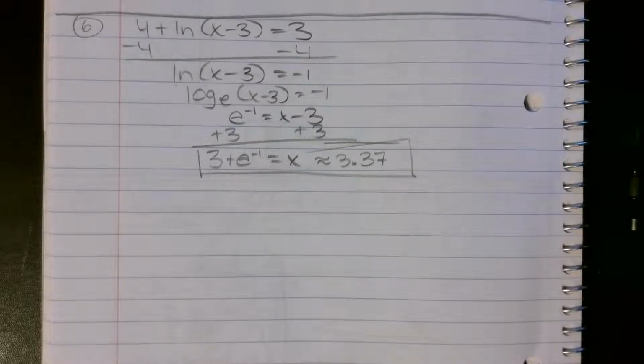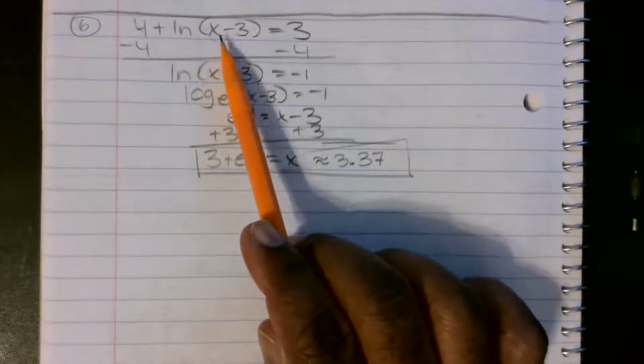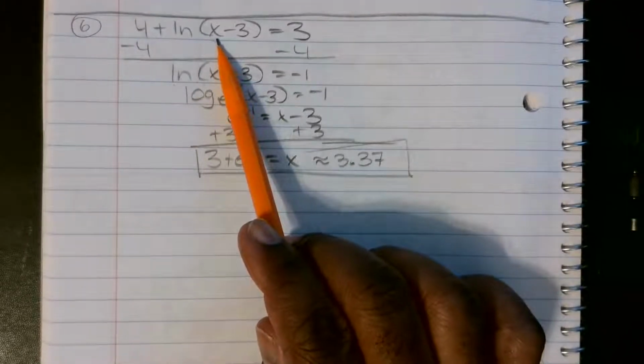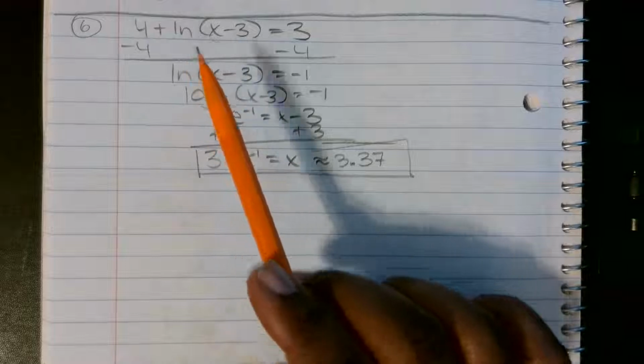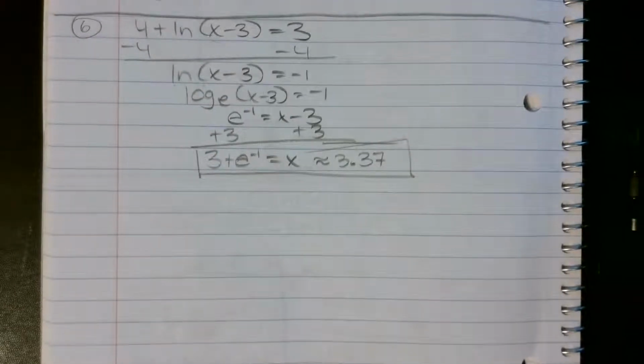All right, to check this answer, you definitely want to put 3.37 back in there. And you see that if I put 3.37 back here, I get a number that's larger than 0, which I need because I can't take the natural log of 0, or really any log of 0.